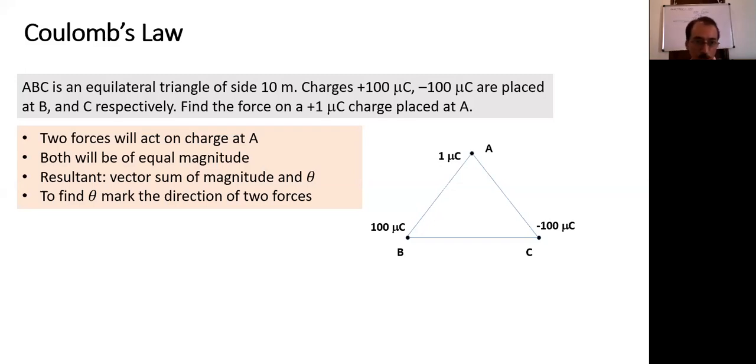So basically, we need to calculate the magnitude separately and theta between the two forces separately. Then you can easily solve. Let's see how we're going to do it. You notice this is the direction in which the forces will act. Force on A due to charge B will be repulsive, and force on charge at A due to C, since the charges are opposite, will be attractive. So these are two forces. What is the angle between those two? You can easily figure out that this angle is 120 degrees.